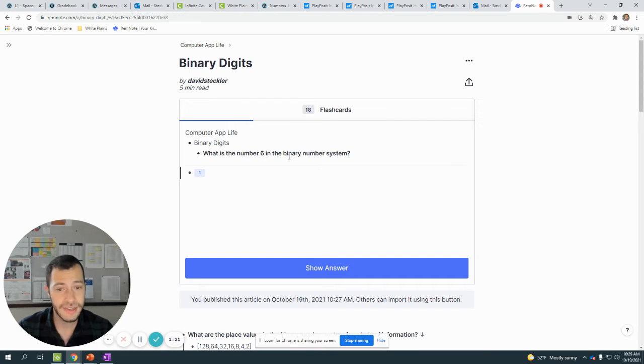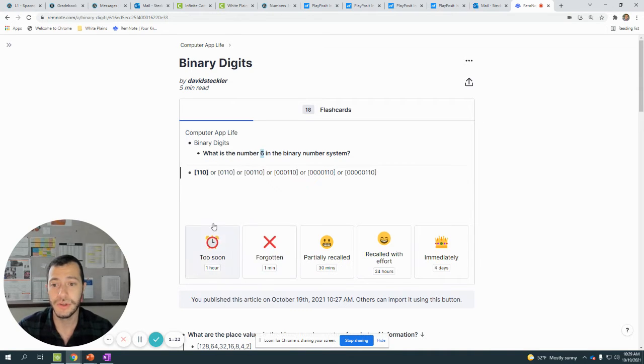What is the number 6 in the binary number system? So the number 6 in the binary number system is going to be, as we had just seen, 1 in the 4's place, 1 in the 2's place, 0 in the 1's place. So we have 1, 1, 0 over here.